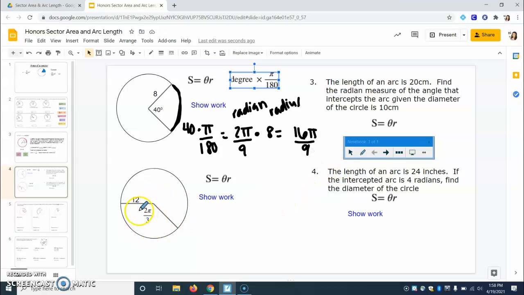All right, now this one is already in radians. So again, it's just the radian times the radius.